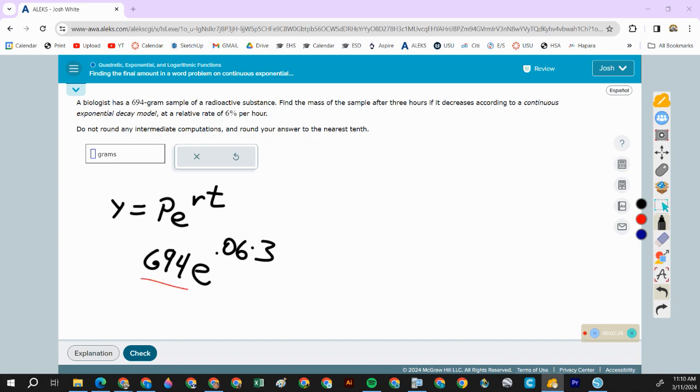So we have this much to start with. That is our rate of increase. Oh no, this is a decrease, sorry. Negative 0.06 times 3. Okay, any questions there? Plug that into your calculator to get the answer.